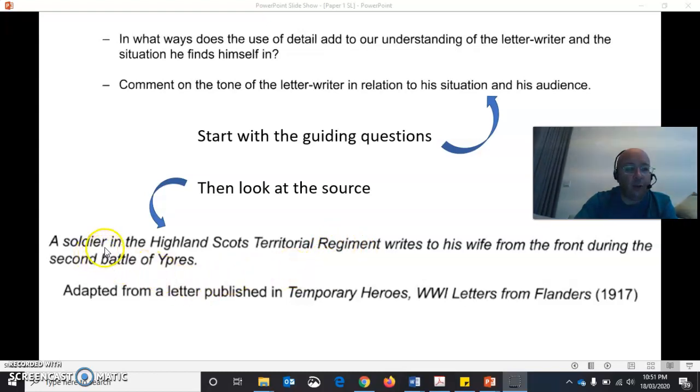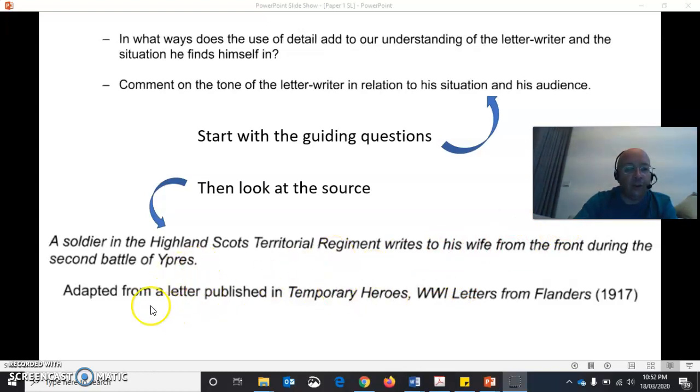Here you see the author is a soldier, not a professional writer, writing to his wife, so you've got the text type, it's a letter, you've got the audience there, and you've got some context from the front during a battle in Belgium. In 1915 when it was written, you should know from your general knowledge, that's World War I. So there's quite a lot of information there you can gather.